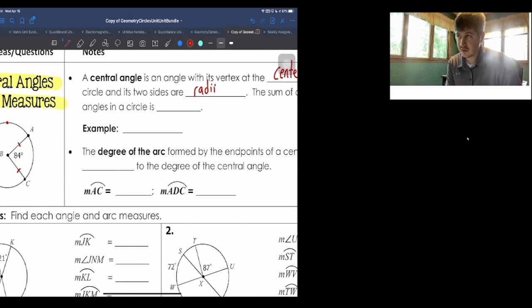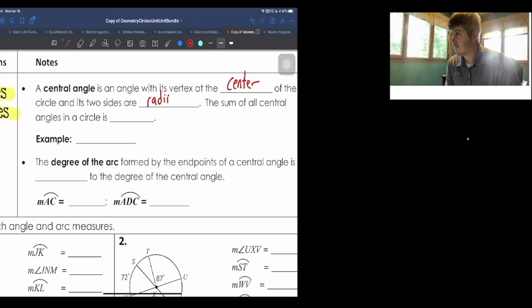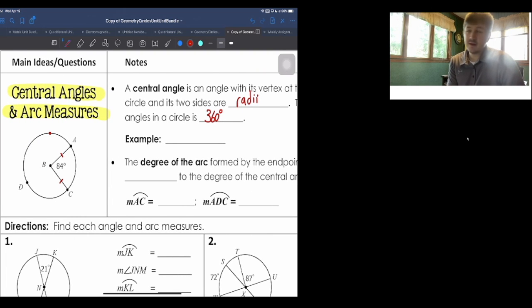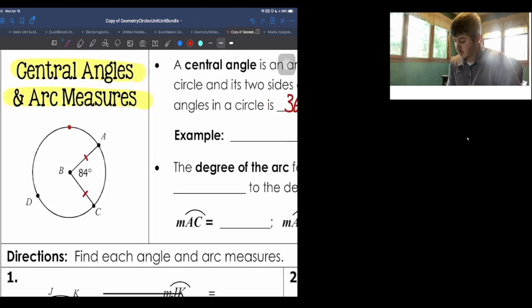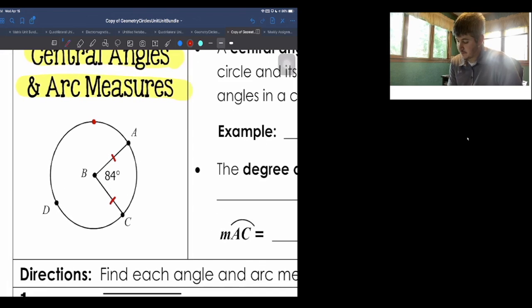Because we know all radii of a circle are going to be congruent. And the sum of all central angles of a circle is always going to be equal to 360 degrees. You could make an argument for this circle that there are two central angles, which I know you only see one, but we're going to start looking at angles that are now greater than 360 degrees, which means an angle kind of going in this direction right here. We could consider this a central angle as well.